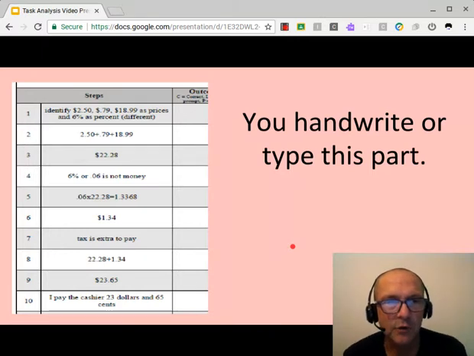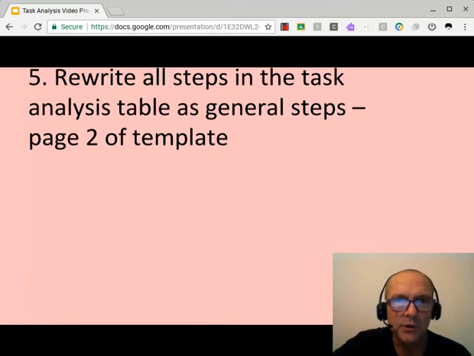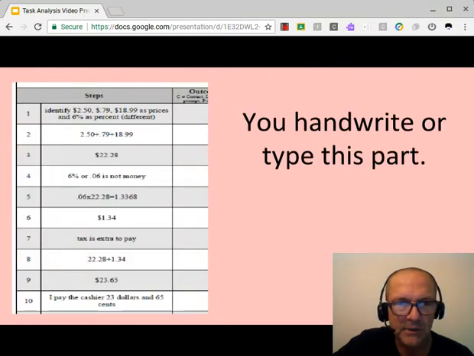So these are the steps that you could write in, and then following this you're going to rewrite all of these steps again on the second page of the handout, but you want to generalize it because these are steps.